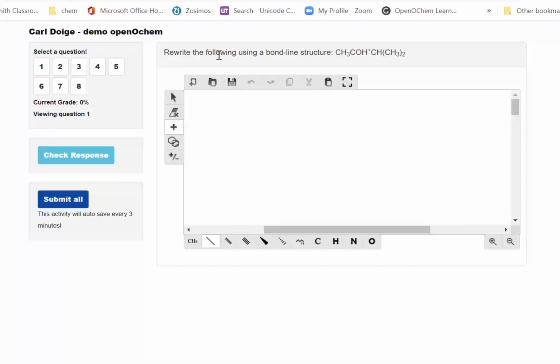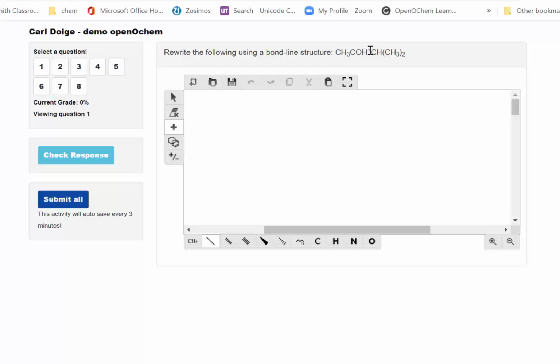Right here it says, rewrite the following using the bond line structure. The purpose of this video is really just to show you a variety of different kinds of questions and how to use the draw editor, that sort of thing. I'm not teaching the organic chemistry in this particular video. That will come later.